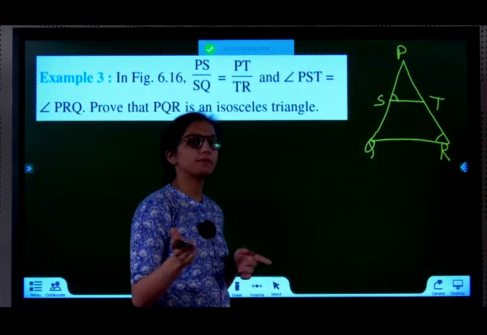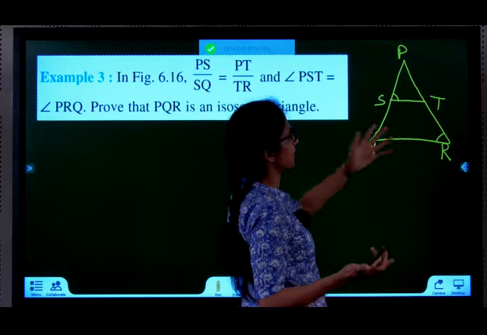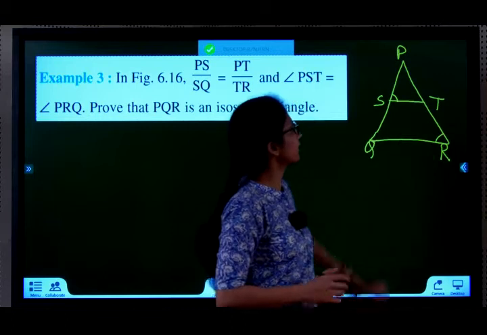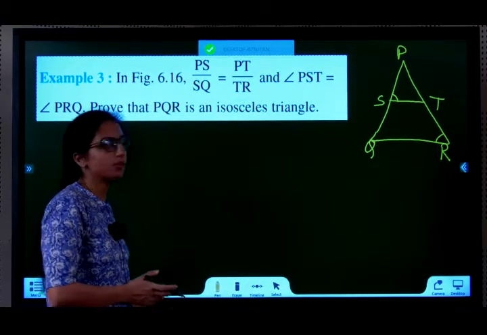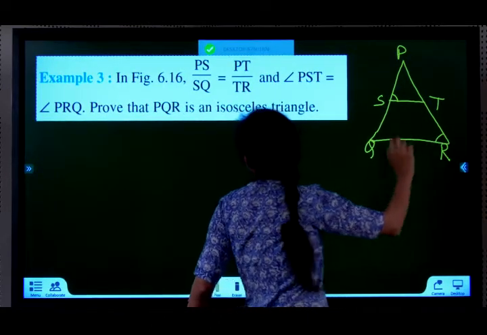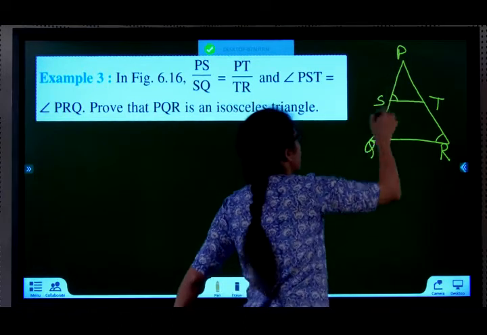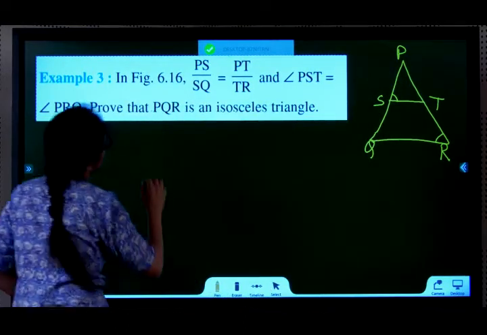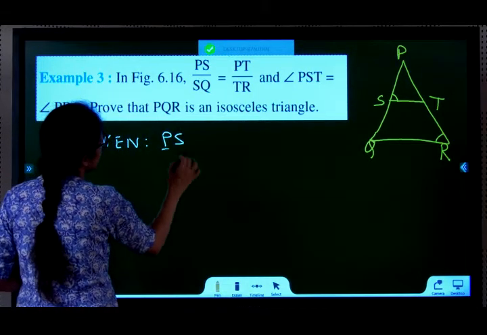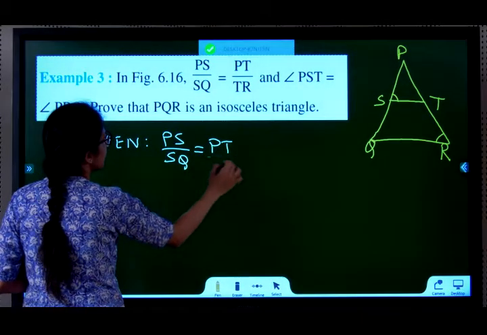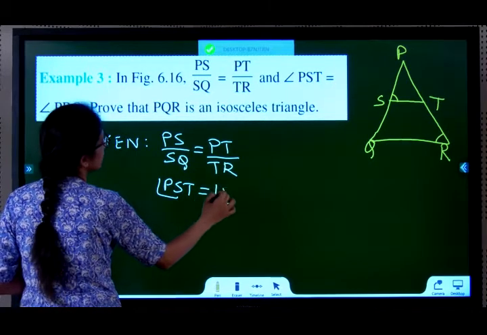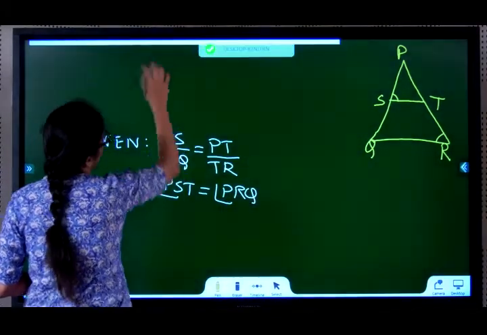Example 3. In the figure, PS by SQ is equal to PT by TR. So, which theorem? Converse BPT, the two sides become parallel. ST becomes parallel to QR. Yes, because PS by SQ is equal to PT by TR, using converse BPT, ST becomes parallel to QR. They have given also angle PST is equal to angle PRQ. You have to prove that PQR is an isosceles triangle. First, let's write the given. Given PS by SQ is equal to PT by TR. Also given that angle PST is equal to angle PRQ. All this is given.